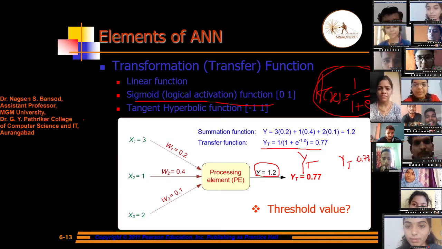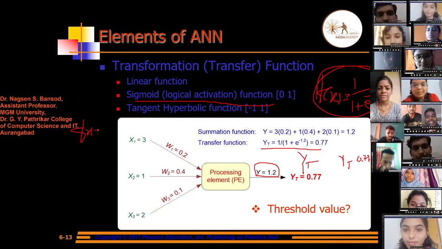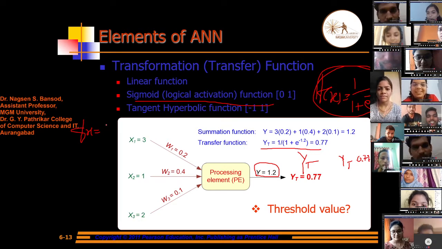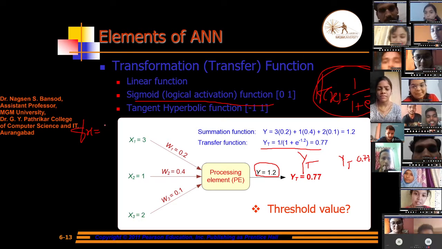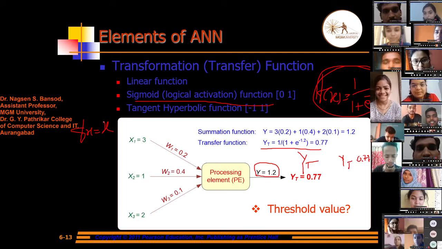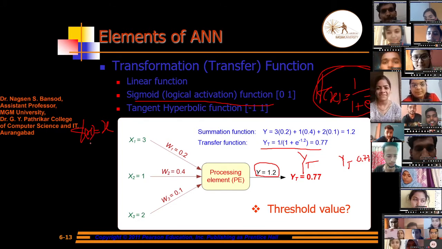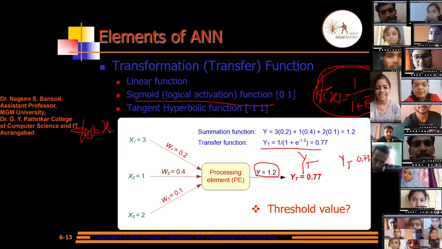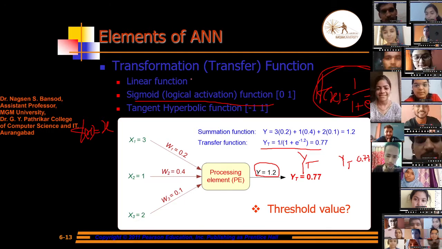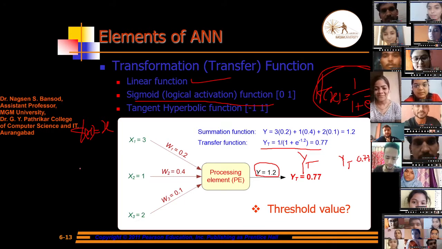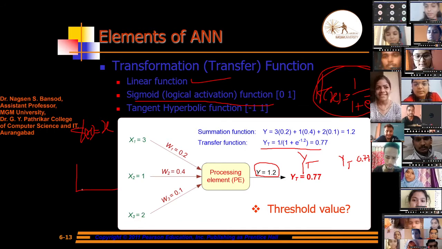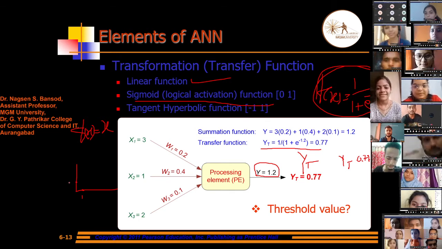Linear activation function: f of x equal to x. f of x equal to x is the linear activation function. Whatever value we provide as input, we get the similar output. Suppose we have a graph. Here we have provided 1 as input, and we will get 1 as output.